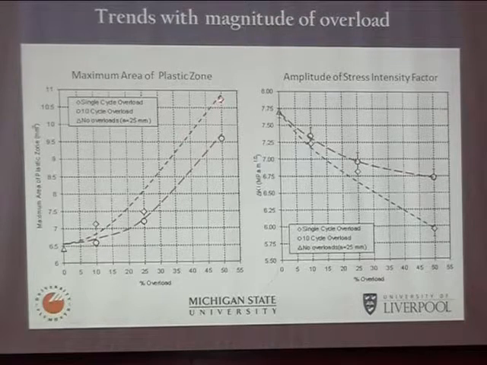So the diamonds here are with a single cycle of overload, and the circles are 10 cycles of overload. So you can see that the maximum area of the plastic zone is bigger as a consequence of a single overload compared to with 10 cycles of overload. And we think that's because we don't make our measurements until we finish doing the overload.